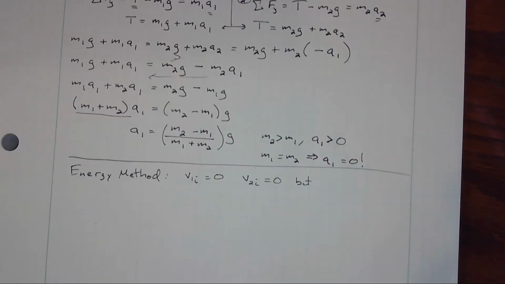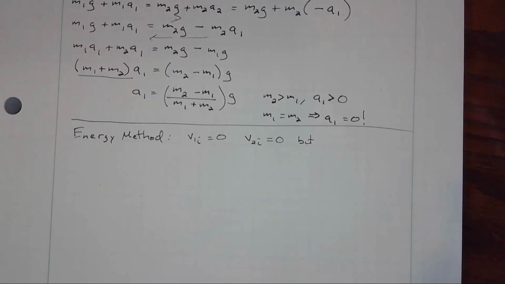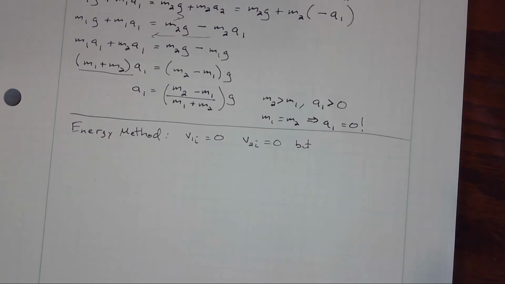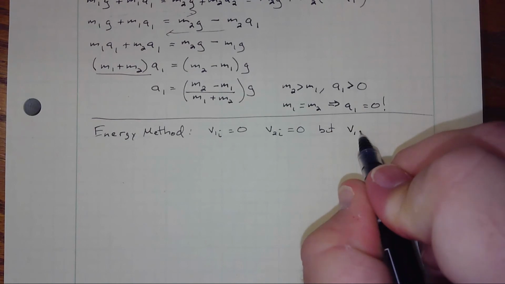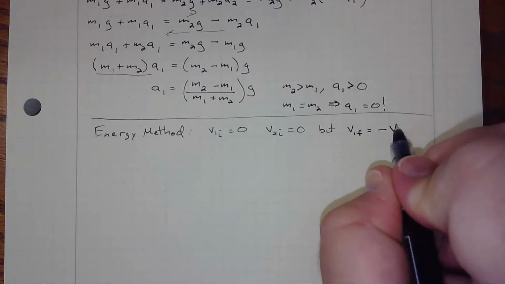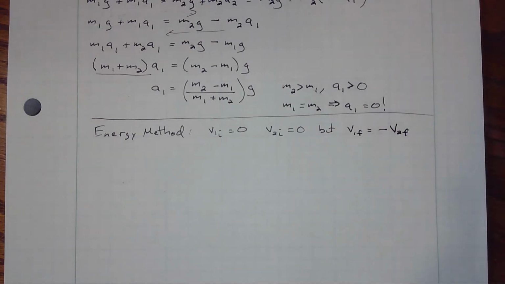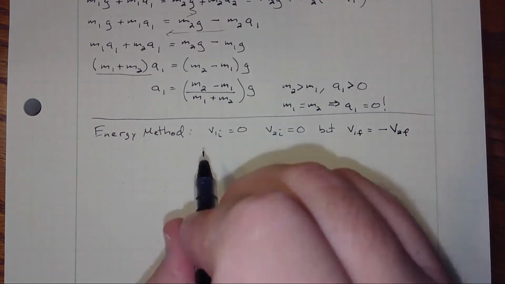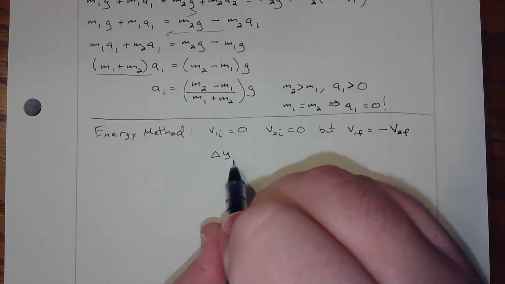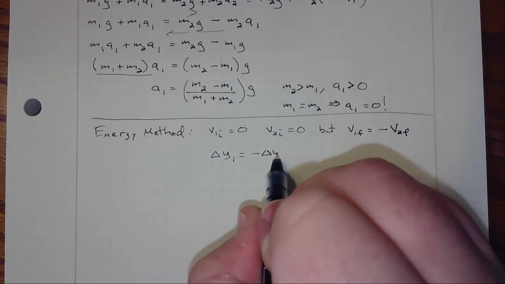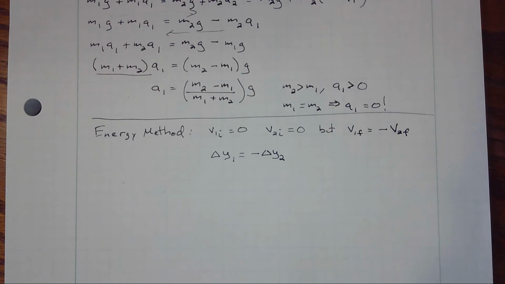And that's going to come into play when we talk about the kinetic and the potential energy. So in other words, my v1 final will be equal to the negative of v2 final. They have to move at the same speed, just in different directions. And when I look at their displacements, the delta y1 will be equal to the negative of delta y2. And that's going to come into play when we talk about the gravitational potential energy.